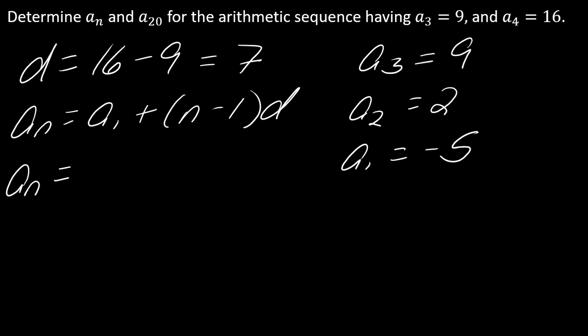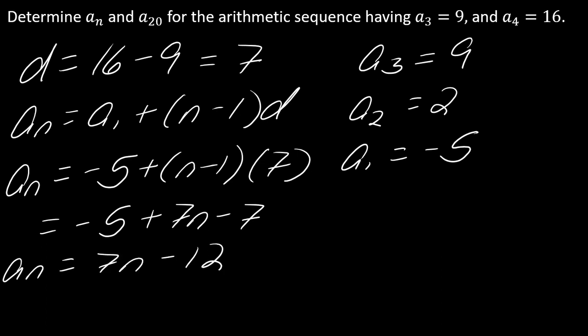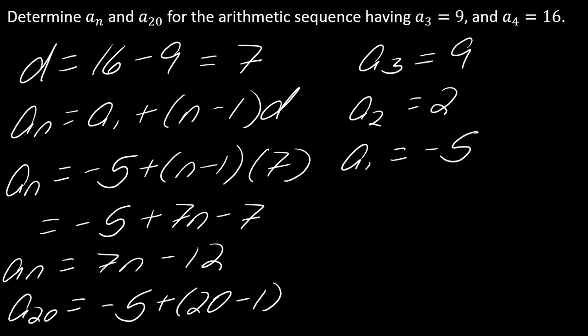So for the a sub n formula, I can plug in that negative 5, leave the n minus 1 alone, and then that common difference was 7. Now I can just simplify this. So this becomes negative 5 plus 7n minus 7. So I get that my a sub n is going to equal 7n minus 12. And then to find the 20th term in this sequence, I'll take negative 5 plus 20 minus 1 times 7. And if I just do the math on that, I get that the 20th term will be 128.